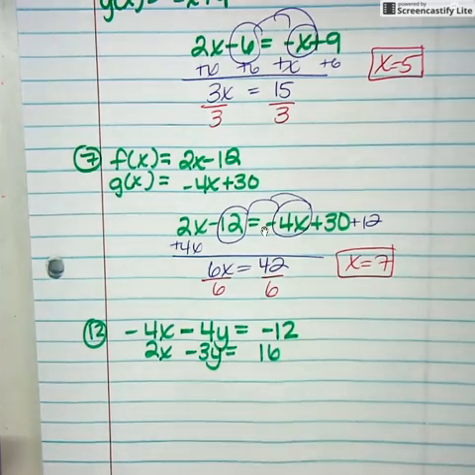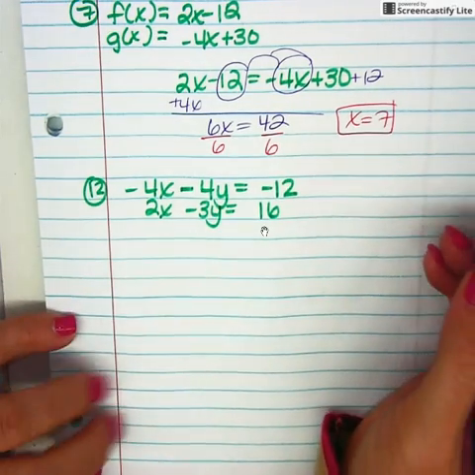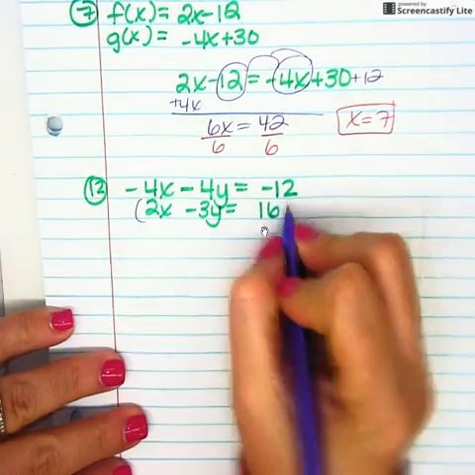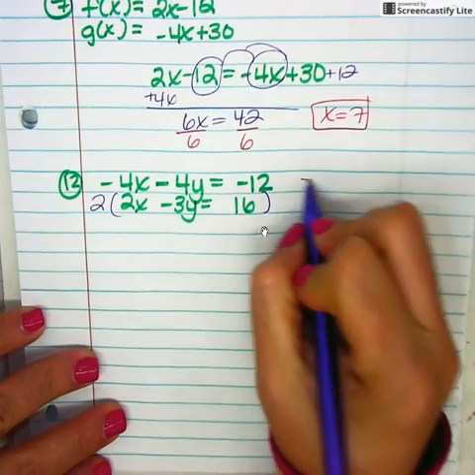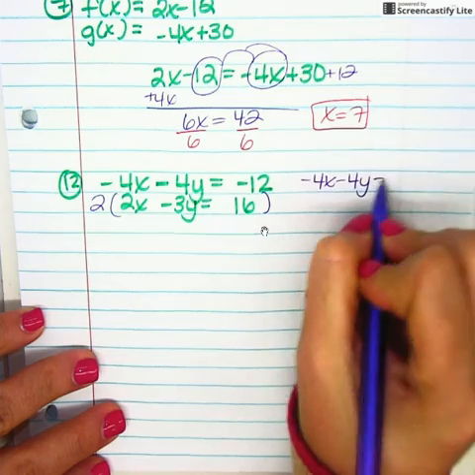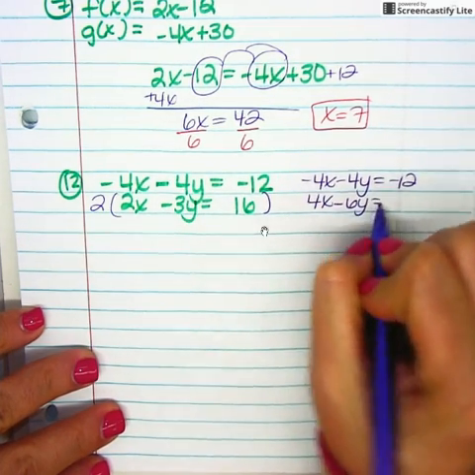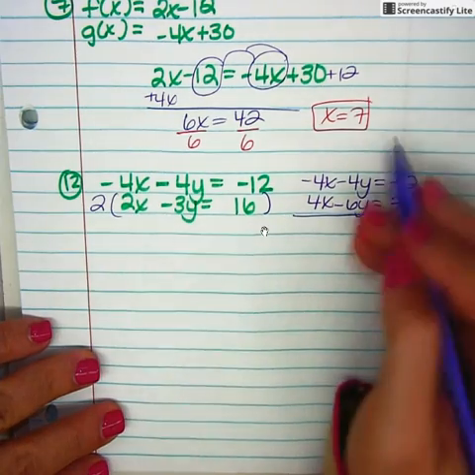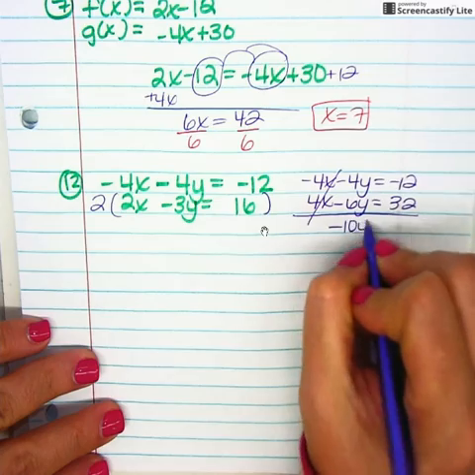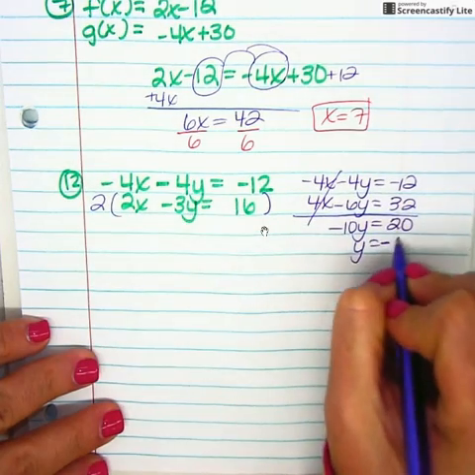All right, it does say solve by elimination, which means I'm going to try to cancel out one of the variables. So what I'm going to notice is I'm going to go ahead and multiply the bottom by 2. When I do that, the top is going to stay the same, and the bottom is going to become positive 4x, negative 6y, and 32. When I add these together now, my x's cancel. I have negative 10y equals 20. So y equals negative 2.